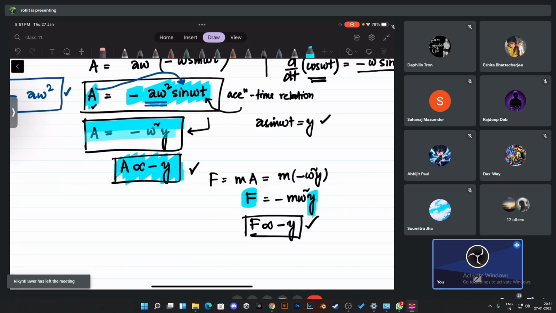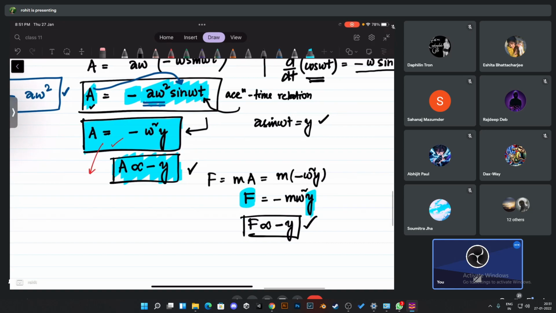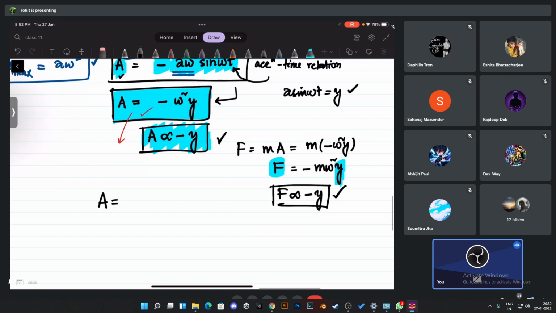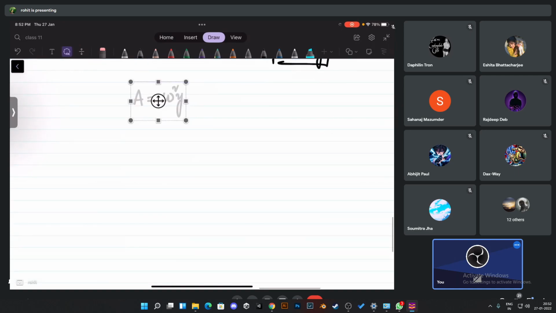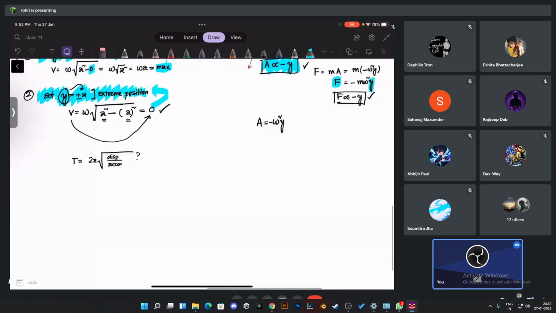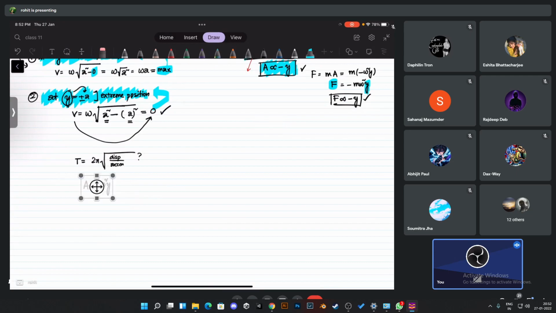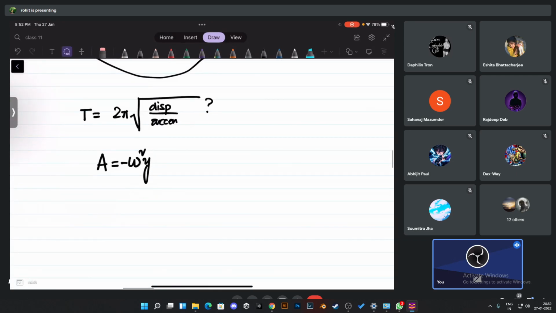I'm going to use this relation right now. Please check it makes sense or not. I'm going to write a equals to minus omega square y. Where is acceleration? I wrote it somewhere. Oh, here. So I really want to prove this one. Then I'm going to write like this.